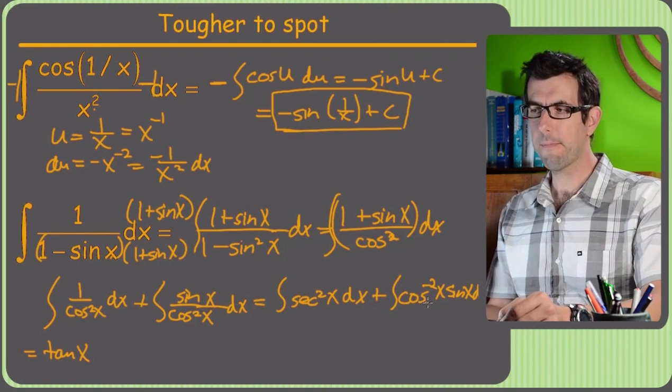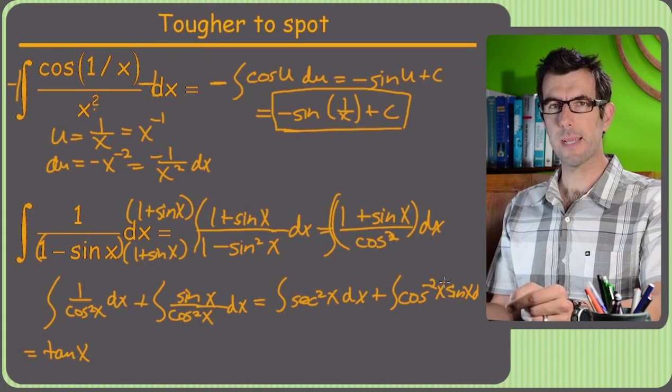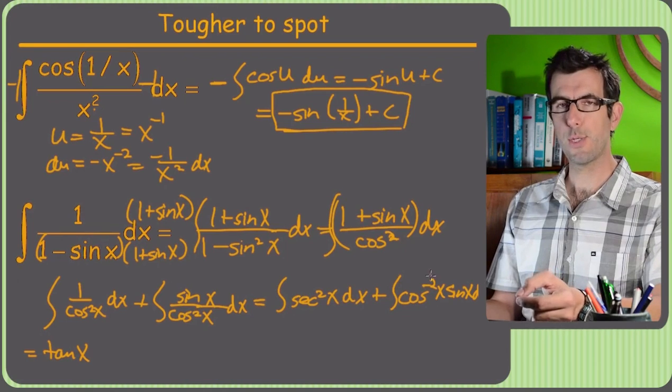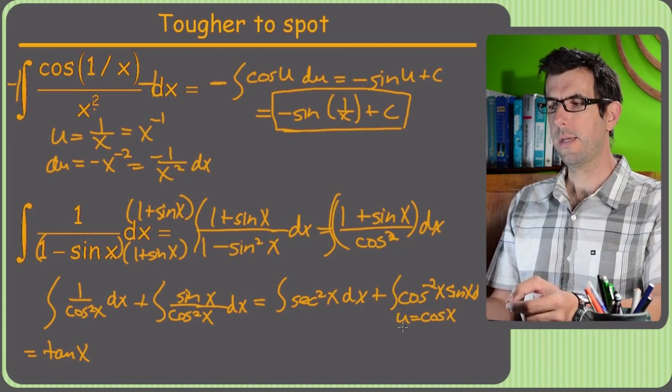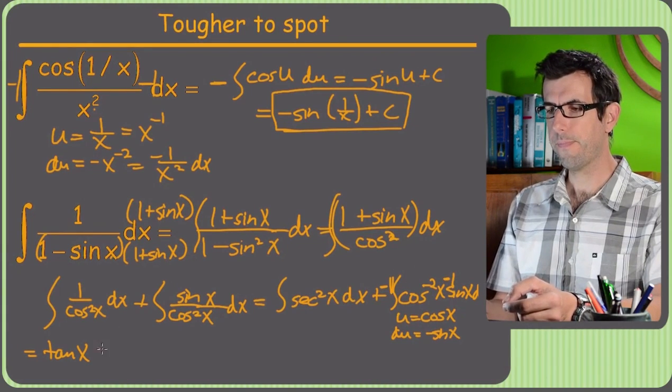But then this other thing, we got cosine to the -2 power times sine x. That might seem kind of bad, except sine is the derivative of cosine. So you can actually use power rule on this cosine. If you set u equals cosine x, then your du is just negative sine x. And I've got that, except I need a -1. So I'll just put a -1 out front.